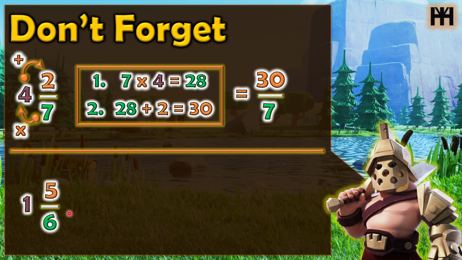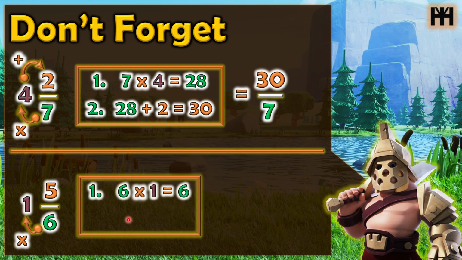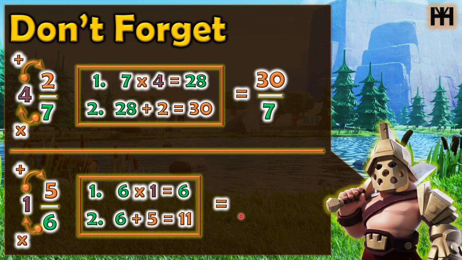Okay, let's take another example. Let's say we have 1 and 5 over 6, so we'll multiply the 6 and the 1, so 6 times 1 is 6, then add the 6 with 5, so 6 plus 5 is 11. So the result will be 11 over 6.